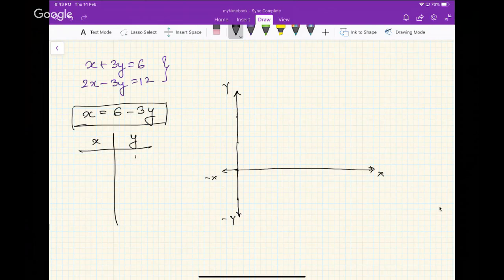When Y equals 0, you should take one of them as 0, then it becomes easier to find out. So when Y equals 0, X equals 6. And when X equals 0, Y is equal to 6 by 3, that is 2. Now you can easily plot this. The first point is 6, 0. So 1, 2, 3, 4, 5, 6. This is 6, 0. And then 0, 2 will be somewhere here.